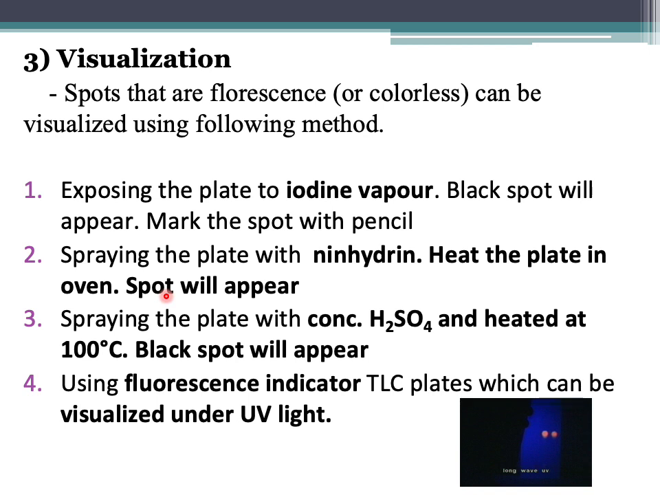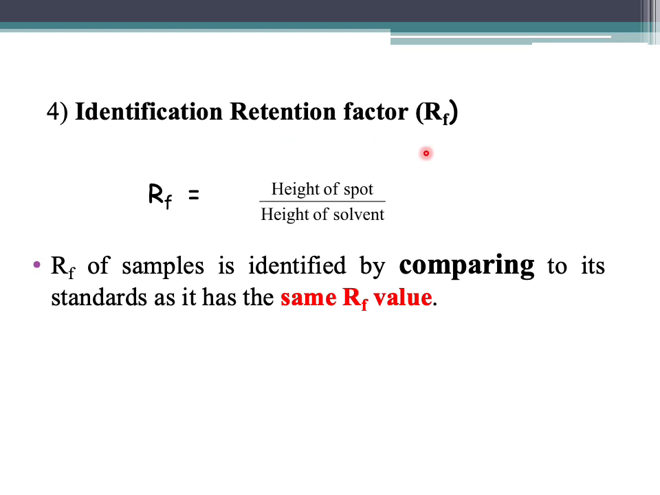Okay, kita nampak dia akan berlaku colorless. Colorless tak nampak kan? Dengan mata kasar, kita buat proses ini untuk kita dapat lihat lah. Identification, retention factor, Rf. So Rf is equal to height of spot divided by height of solvent. So Rf of a sample is identified by comparing to its standard, as it has the same Rf value. Okay, kita boleh buat comparing lah sebab kita akan dapat Rf value yang sama.